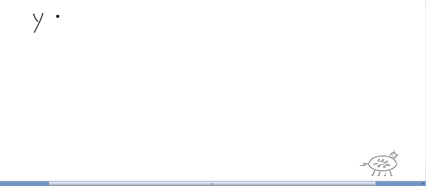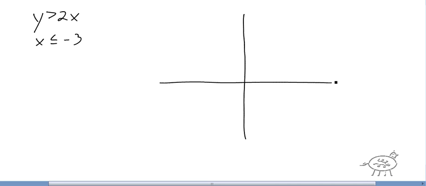Y is greater than 2x, and x is less than or equal to negative 3. Well, these are already solved. So if I graph this, remember, 2x, this with the y-intercept is 0. Don't get confused by that. And then it's up 2 over 1. It's a dotted line.